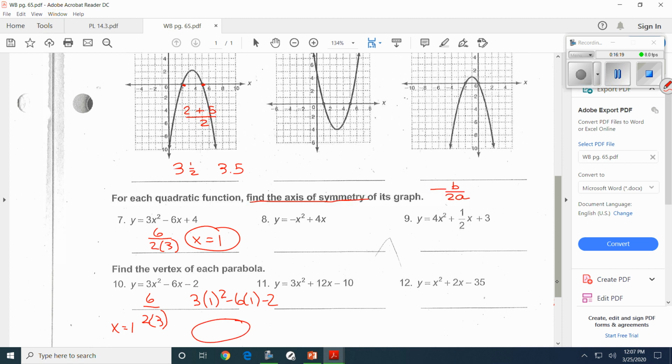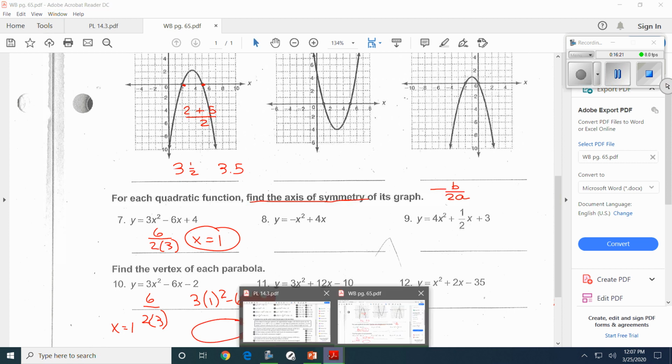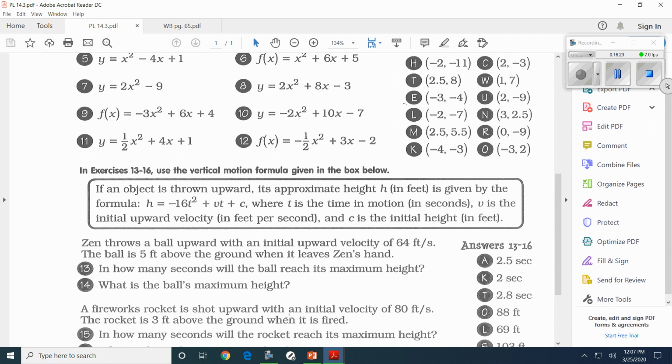So that just leads you through the things that we have been talking about. On this other page that you can practice on, I'm going to look specifically down here at the bottom. Up here in this middle section, you're doing the same thing. You're going to use your -b over 2a to find what your x is equal to. And then you're going to plug the x in order to find y. And then you will have your ordered pair, your vertex.